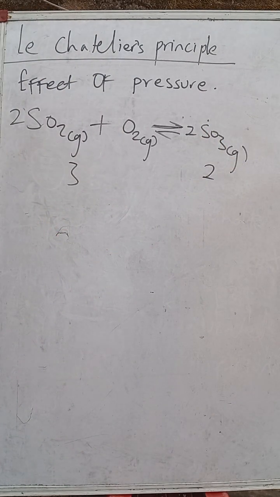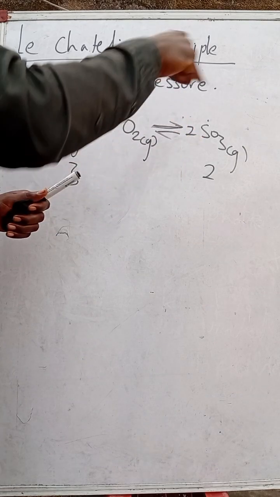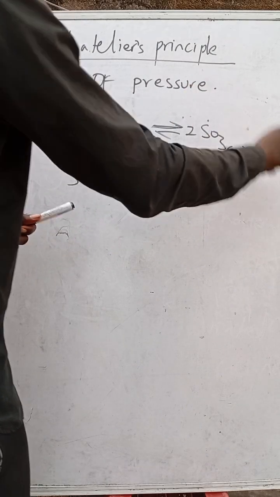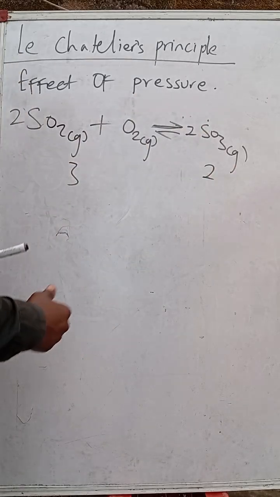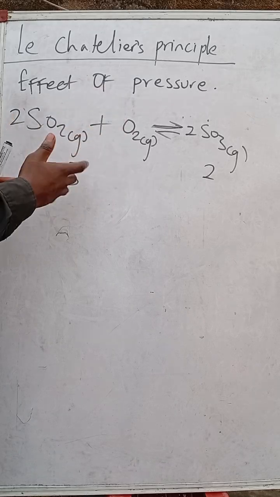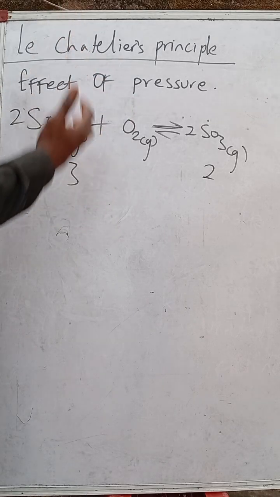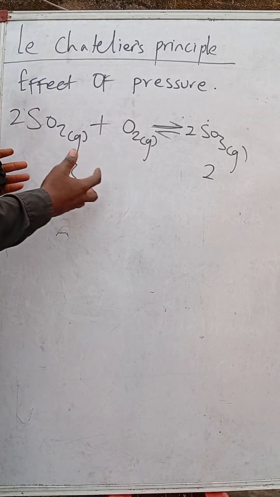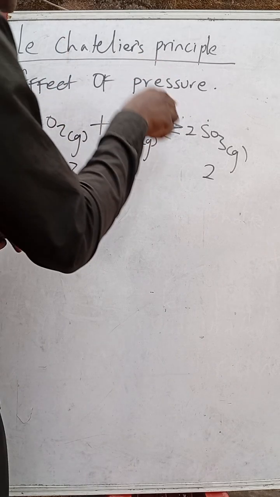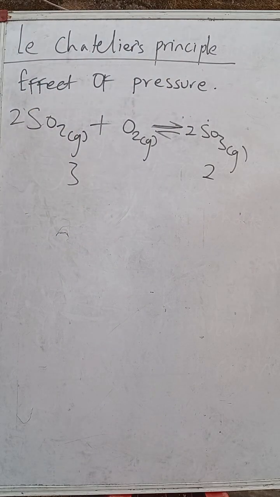So an increase in pressure will shift the equilibrium position to the side with the lesser number of moles, or lesser volume. The lesser number of moles is the product side. So an increase in pressure will favor the production of more SO3, shifting equilibrium to the right. While a decrease in pressure will shift equilibrium to the left because it has a higher volume. A decrease in pressure shifts equilibrium to the side with the higher number of moles of gases. So a decrease in pressure favors the production of more SO2 and more oxygen, while an increase in pressure favors the production of more SO3. Yes, it's that simple.